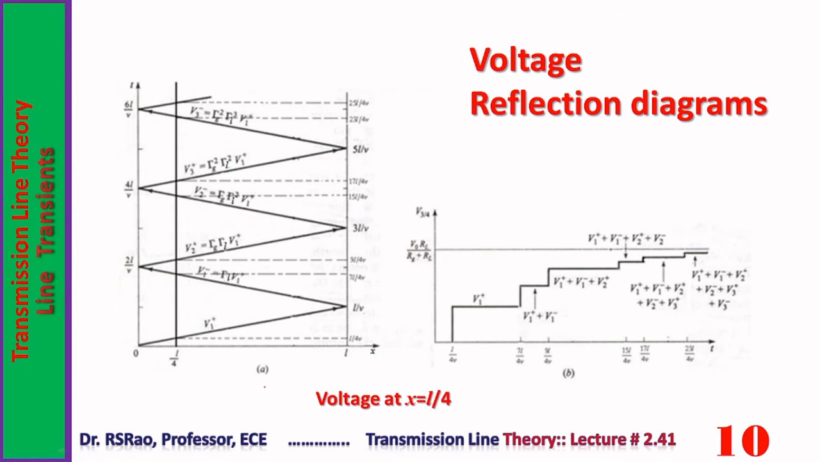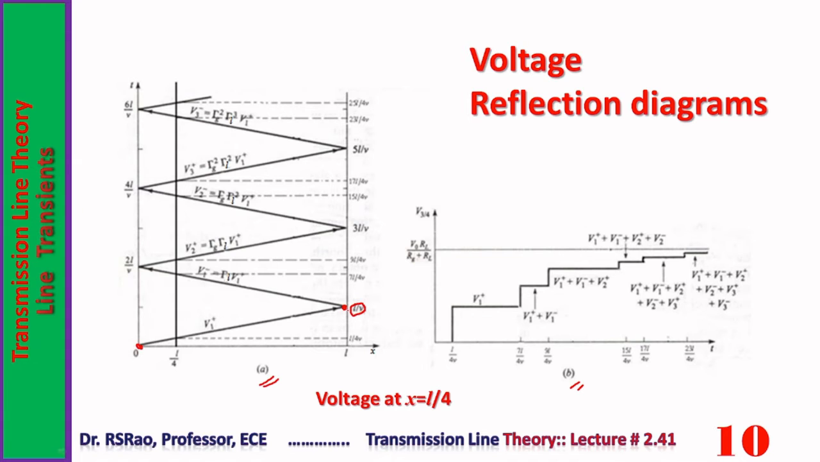Here two diagrams are shown, one in A, one in B. Everything starts at the origin. When the source is switched on, a wave starts traveling towards the load end. It takes a time equal to L by V to reach the load end. As the load is mismatched, there is a reflected wave; if it were matched, then there would not be any reflected wave. Reflection diagrams are mainly meant for finding conditions over the line when the line is under multiple reflections. So at both ends, the line is under mismatched conditions.